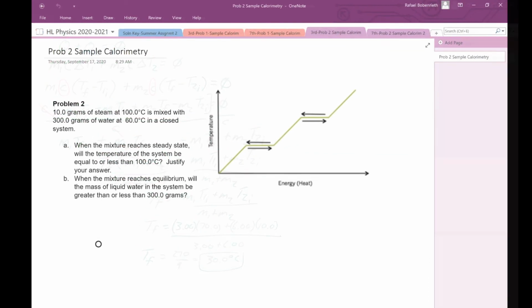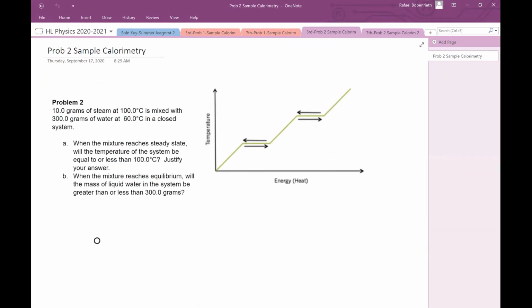...to be equal to or less than 100 degrees Celsius, justify your answer. And B, when the mixture reaches equilibrium, will the mass of the liquid water in the system be greater than or less than 300 grams? Interesting. What's interesting about this problem is it doesn't ask you for an exact answer. It just asks you, is it going to be above or below a certain threshold? And so let's keep that in mind. Let's use that to our advantage.